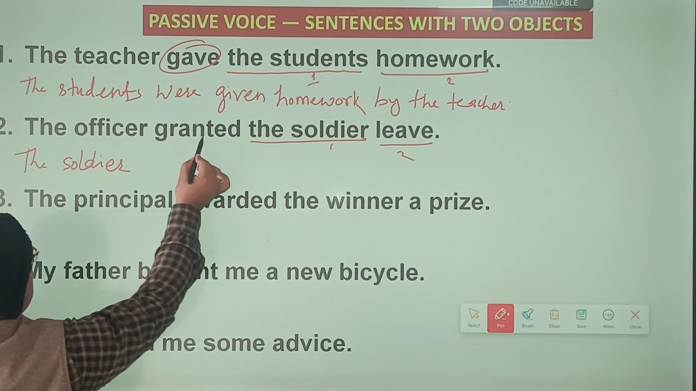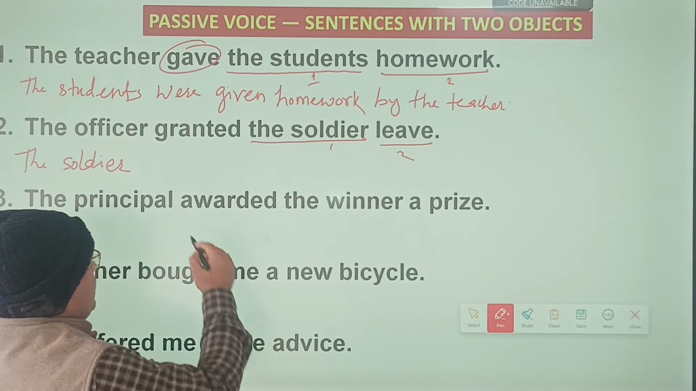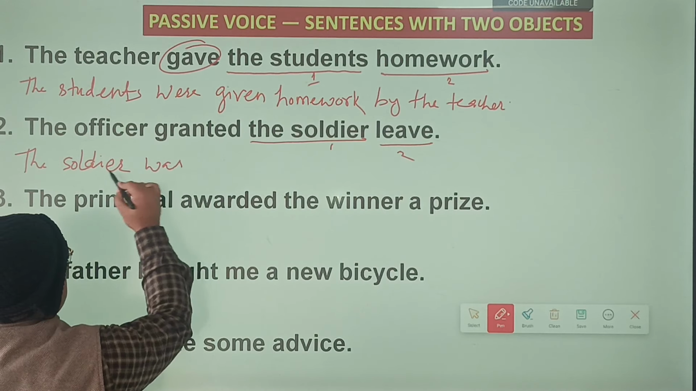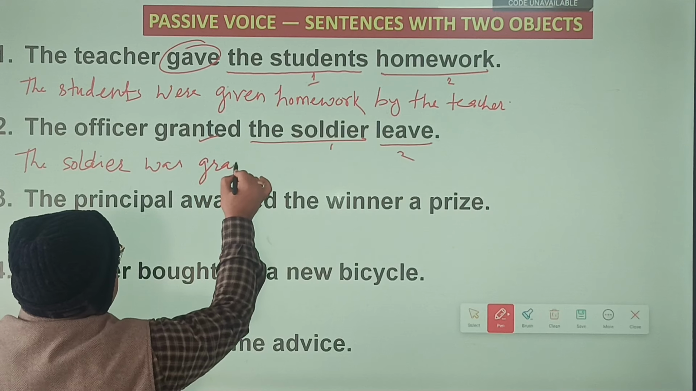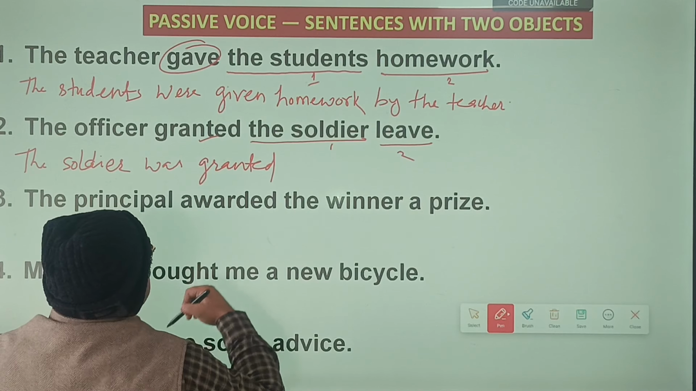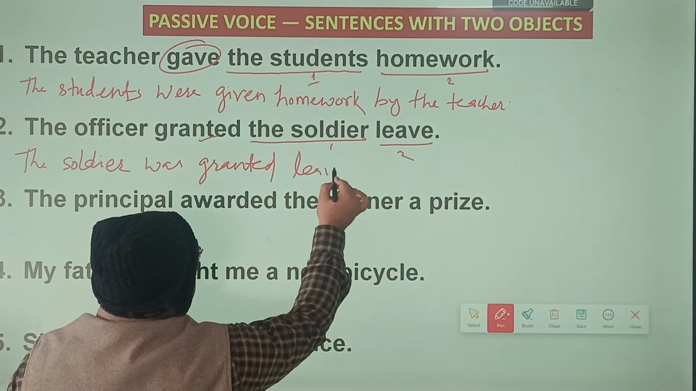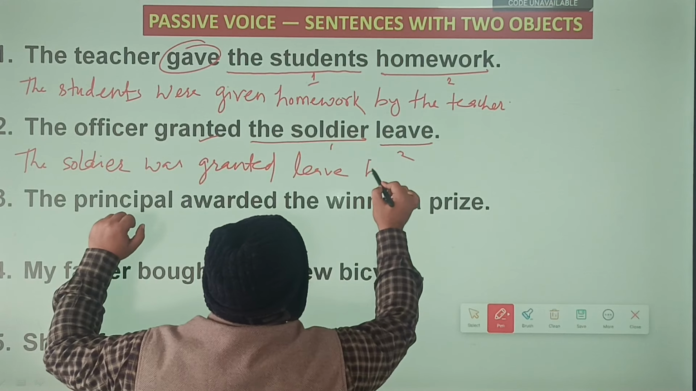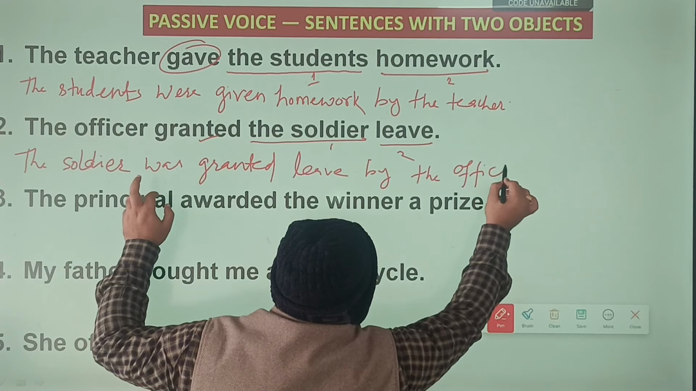Soldier. Now, which tense? Simple past. Was or were? The soldier is singular, so was granted. Passive voice, past participle. The soldier was granted what? Leave. By whom? By the officer.